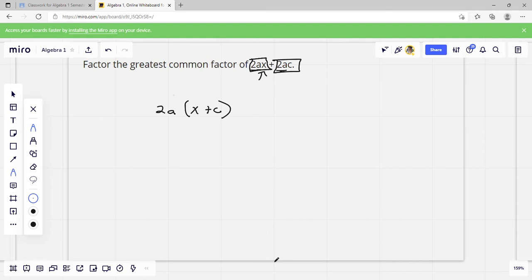It's basically the opposite of rainbowing. So if we rainbow this, we would get 2AX, and if we rainbow right there, we would get 2AC. So we're just going backwards from rainbowing.